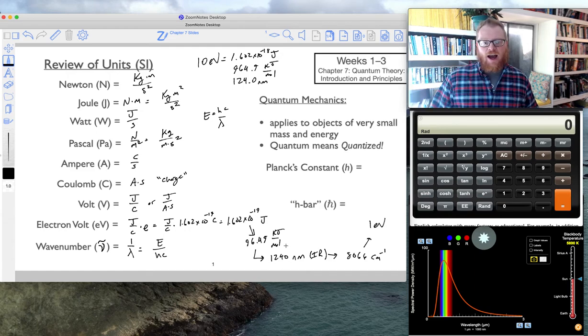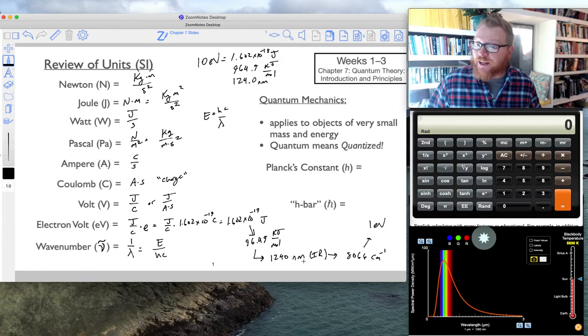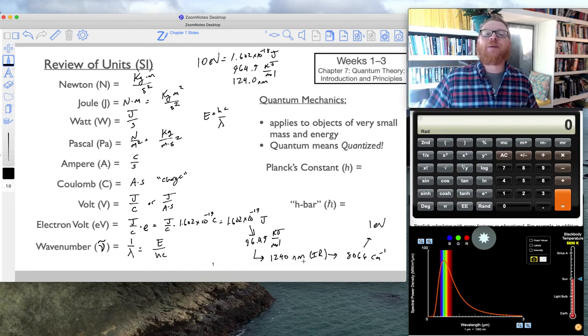So I got that 124 because 1240 is 1 electron volt. 10 electron volts is 10 times that amount of energy. So that means it should be 10 times less in the wavelength.